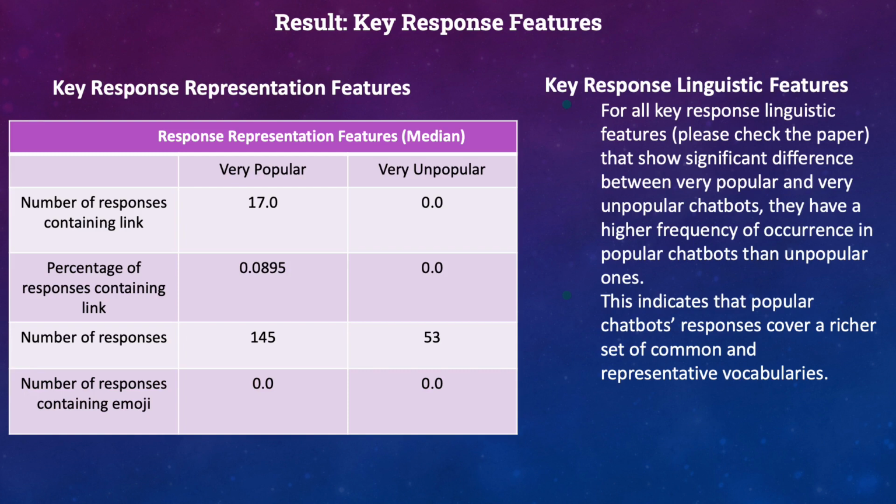Finally, let's look at key response features. First, we can see that popular chatbots have more responses with link and responses with emoji compared to unpopular chatbots. This may be caused by the fact that popular chatbots are designed in a larger scale of intents. However, the significantly higher percentage of responses with link of popular chatbots clearly shows that popular chatbots have more responses having links with them, which can help users access external information more easily.